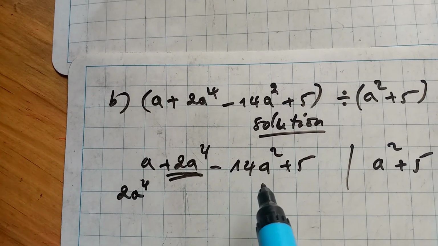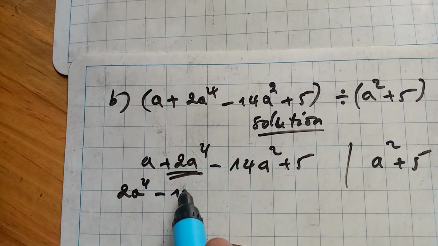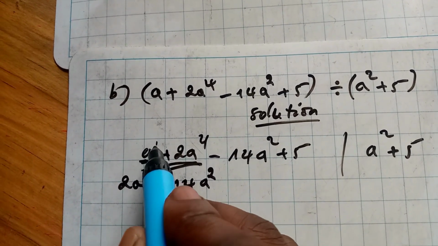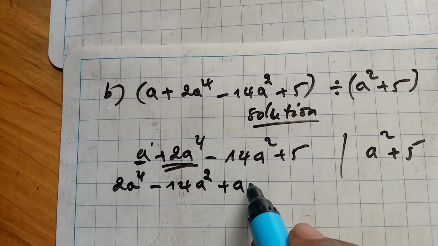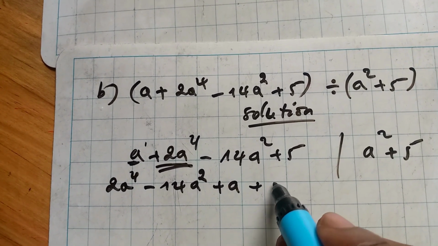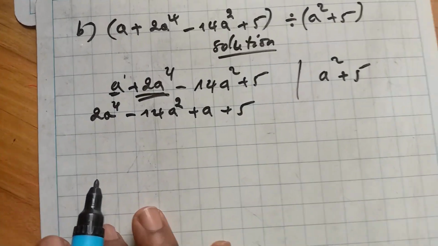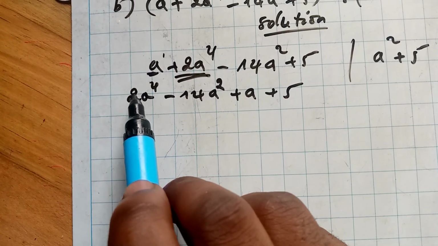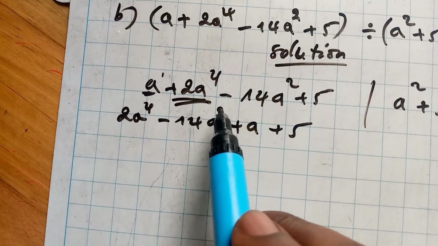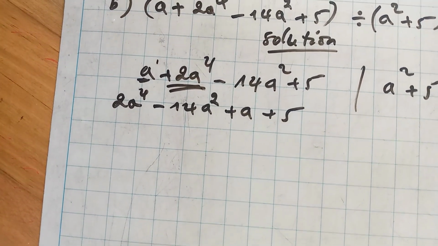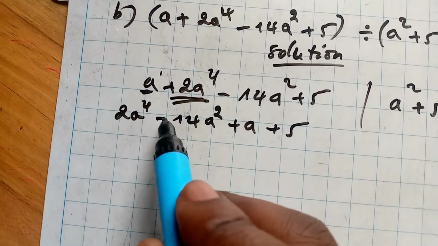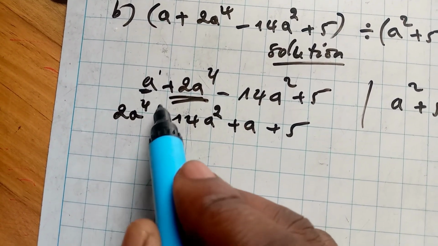2a^4, then here we have -14a^2, then a^1, plus 5 with a^0, which is the constant 5. So you see, between a^4 and a^2 there is a power we skipped. We have a^3. We have to insert that term here.